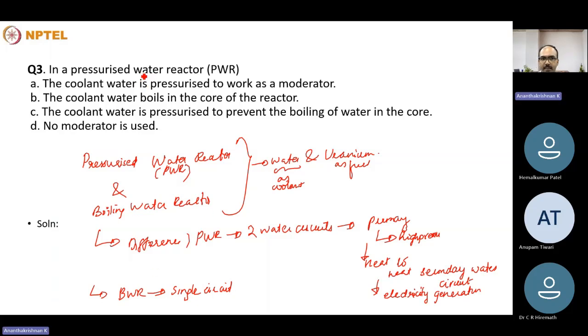So the question is regarding pressurized water reactor. Here, the coolant water is pressurized to work as a moderator. The coolant water boils in the core of the reactor. The coolant water is pressurized to prevent the boiling of water in the core. No moderator is used. So in the pressurized water reactor, we have seen there are two water circuits. So moderator is something.